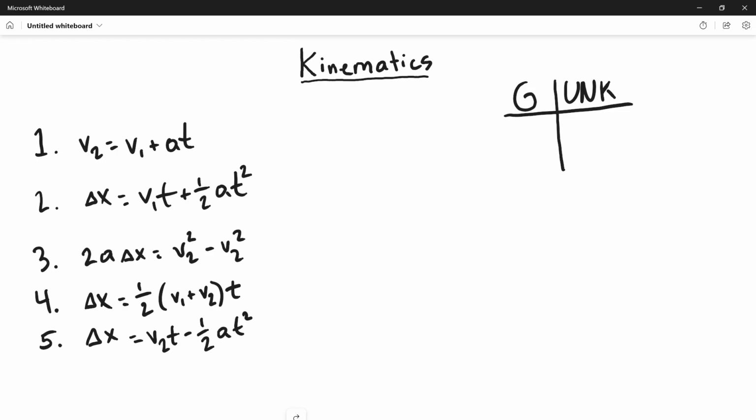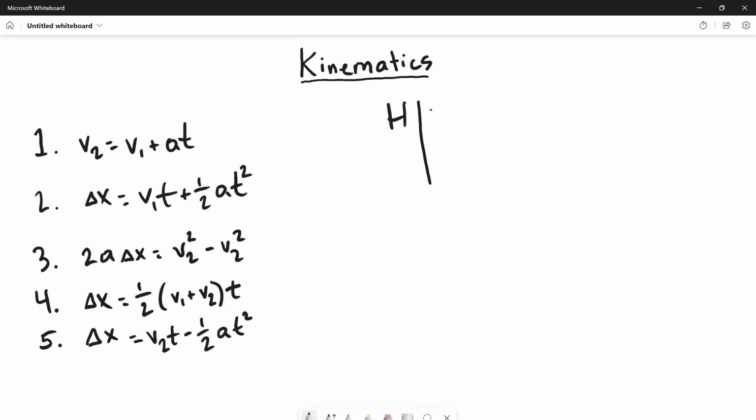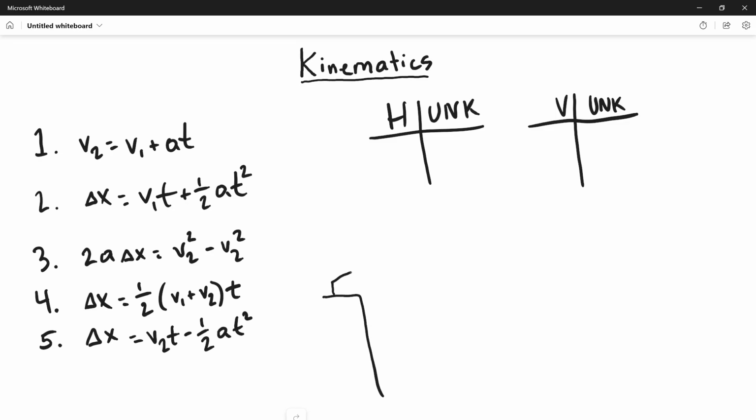Now, the real kicker here is that this only works in 1 dimension. If you're in 2 dimensions, you're going to have to do a little bit more than gunking, alright? You're going to have to hunk and vunk. You're going to create 2 tables instead. And again, trust me, it works. Okay, it works. Hunk and vunk. Alright, H for horizontal, V for vertical. And this is for the specific problems where you're saying like there's a cannon up here and it's launching a projectile through this path.